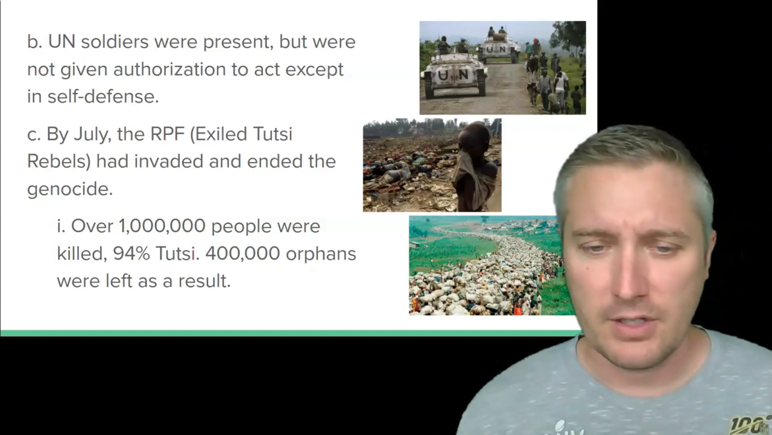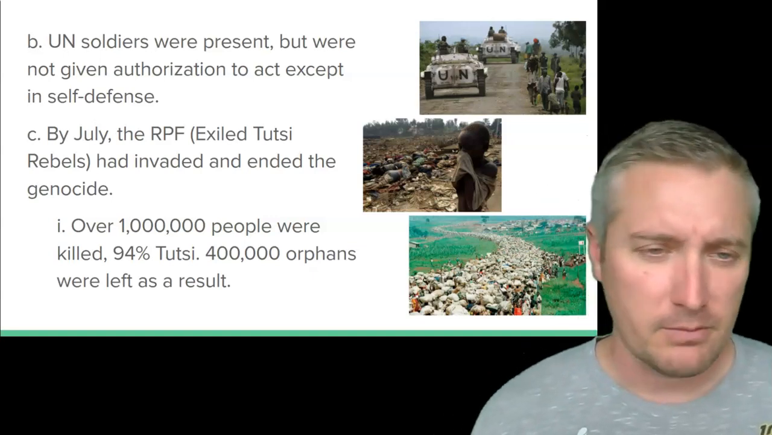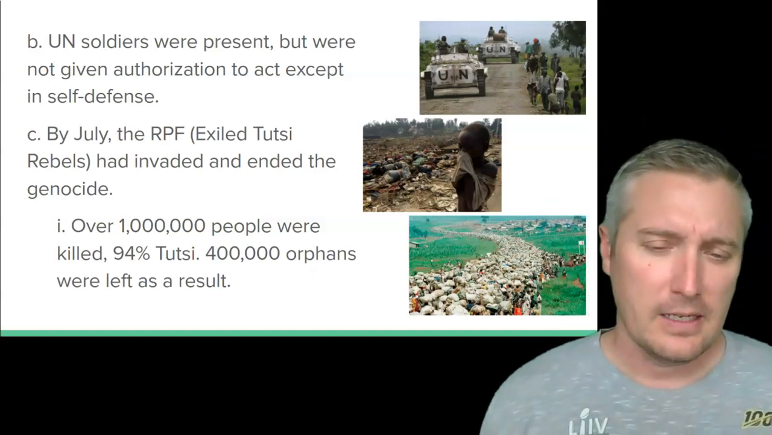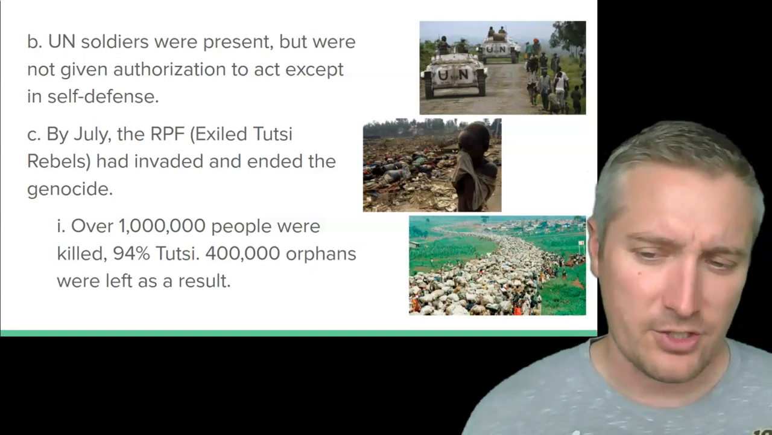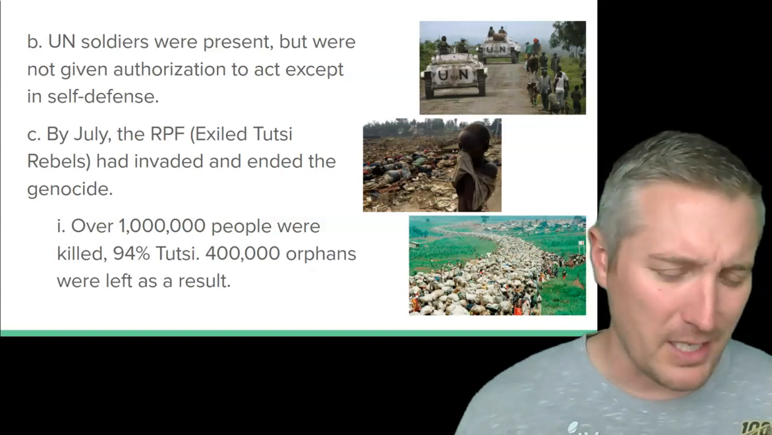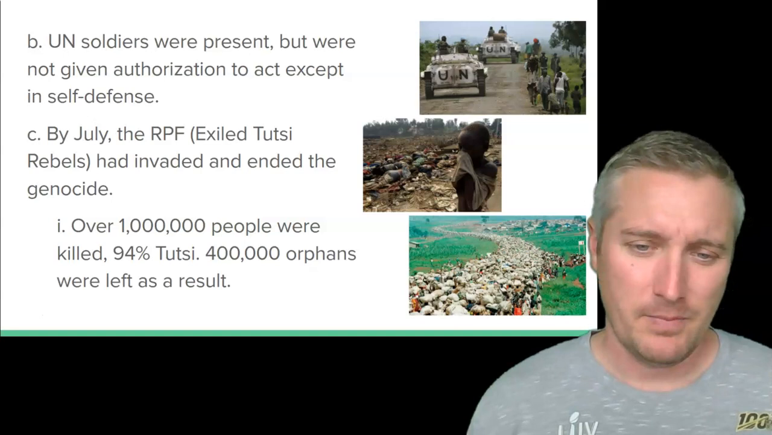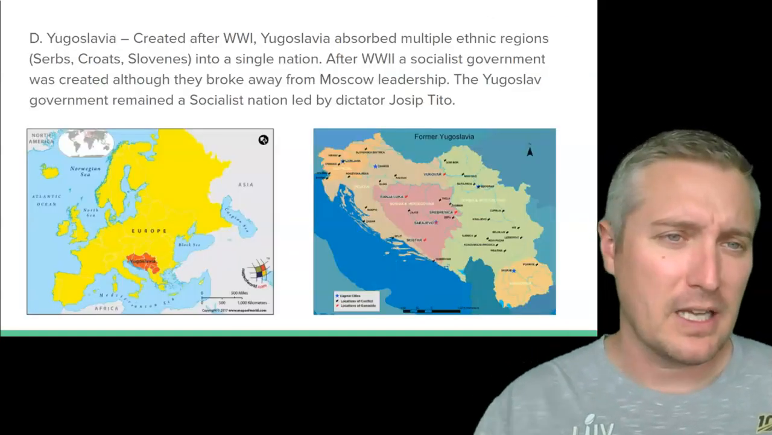94% of them were Tutsi. This would leave about 400,000 to 500,000 orphans on their own, their parents killed in this genocide. Just a terrible, terrible moment. And again, it's amazing to me. This is in my lifetime that something like this could happen, and just so little regard for human life.